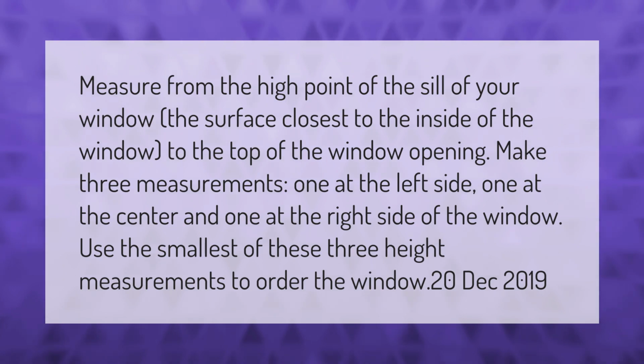Measure from the high point of the sill of your window, the surface closest to the inside of the window, to the top of the window opening. Make 3 measurements, one at the left side, one at the center and one at the right side of the window. Use the smallest of these 3 height measurements to order the window.